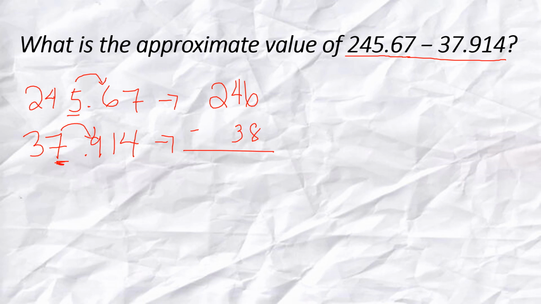Since we are looking for the difference, we need to subtract. 6 minus 8 is not possible, so we need to borrow from 4. 4 will become 3. 6 here will become 16. 16 minus 8 is 8. 3 minus 3 is 0. And then bring down 2. So the answer here is 208.